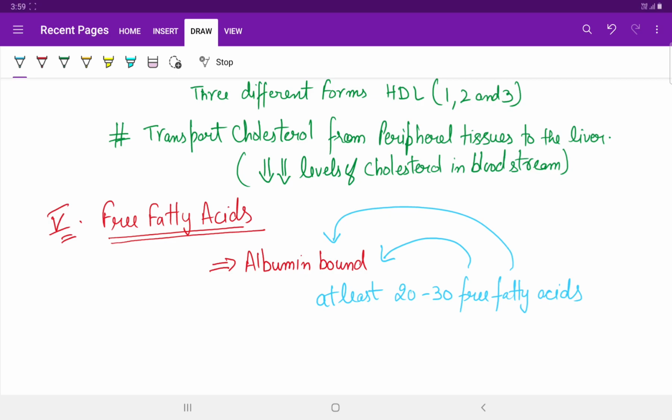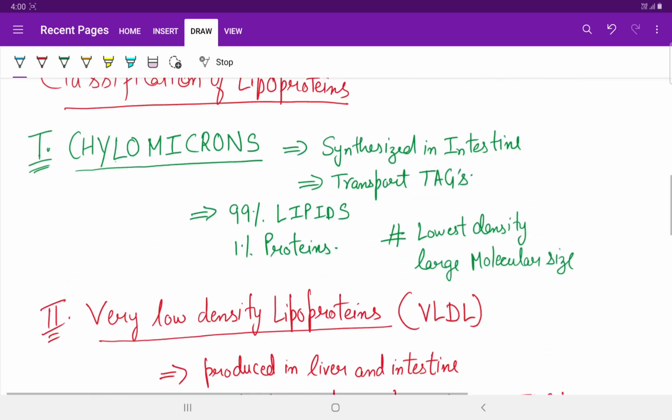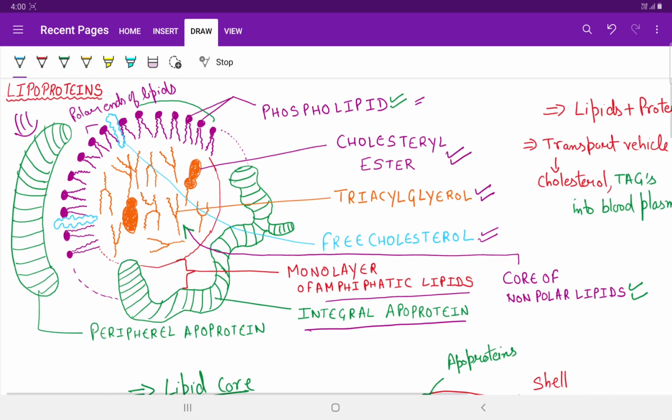So now I think that the classification of lipoproteins is clear to you, and the basic structure of lipoproteins also. In our next class, we shall be learning about the metabolism of such lipoproteins, how they are metabolized, and how LDL and VLDL play a role in deposition of cholesterol, plus the role of HDL in reducing the lipidemic amounts in our bloodstream.